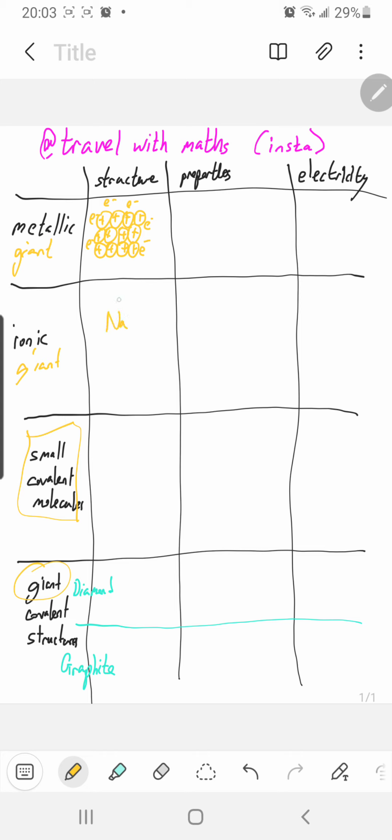So from Na, that would be plus. Let me do Mg, because we didn't do Mg before, I think. So Mg needs to lose 2, right? So it becomes a 2 plus charge.